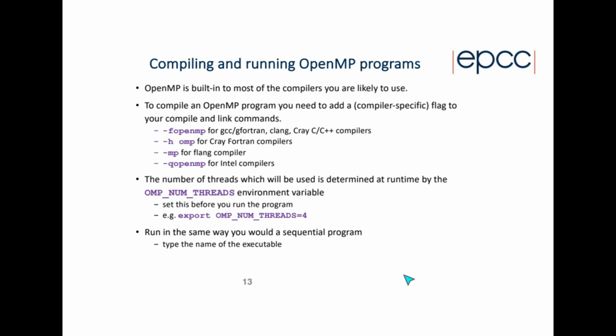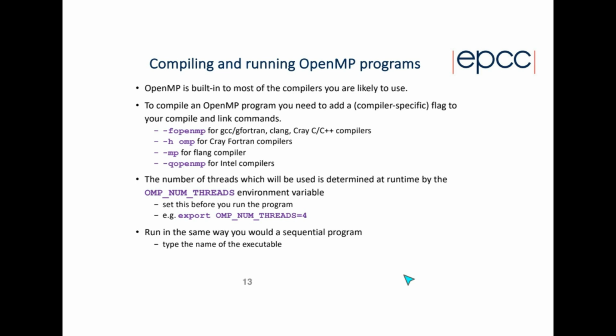So the number of threads does not need to be determined at compile time, and I would consider it good practice not to encode the number of threads in the program. In fact, I would fairly strongly encourage you to write OpenMP code which does not know anything about the number of threads that are going to be used. And then you just run it in the same way as you would run a sequential program. You just type the name of the executable.